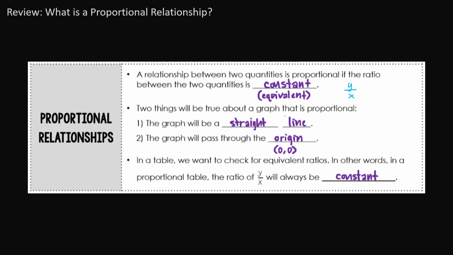Two things will be true about a graph that's proportional. The graph will be a straight line, and the graph will pass through the origin. That coordinate is (0, 0). And in a table, we want to check for equivalent ratios. In other words, in a proportional table, the ratio of y over x will always be constant. In an equation of a proportional relationship, we need to remember that it's set up like this, where y equals m times x, where m represents the slope and x and y represent the two quantities we're comparing to each other.